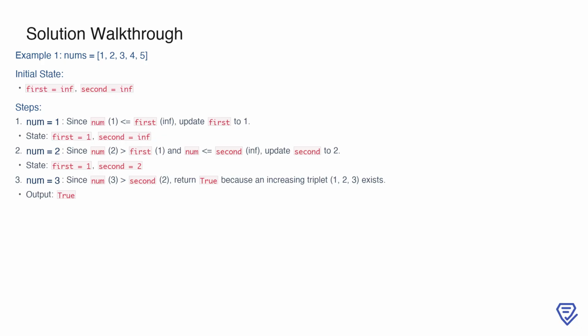Next, for number equals 2, we see that 2 is greater than first but less than or equal to second, so we update second to 2. The state now is first equals 1, second equals 2. Then, with number equals 3, it is greater than second, which means we've found an increasing triplet, 1, 2, 3. At this point, we return true as the output since the condition is satisfied.